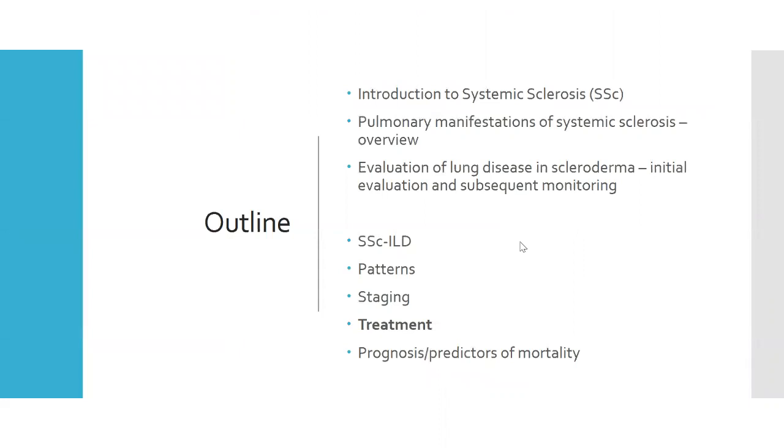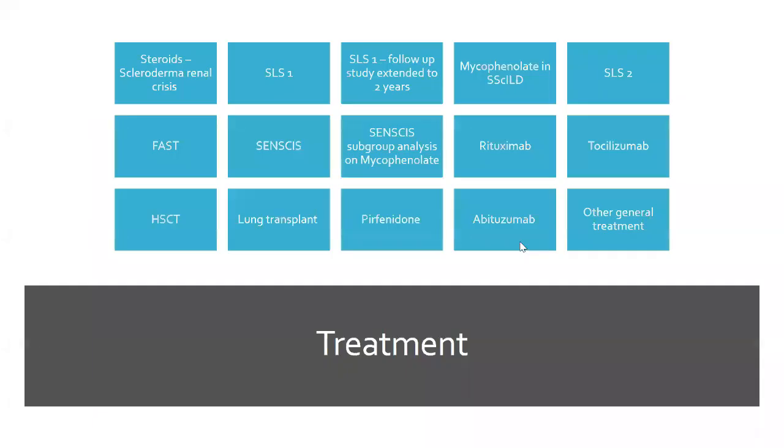Now that we've discussed scleroderma in general, and also scleroderma ILD, a general introduction and different patterns, we'll move to treatment. As I mentioned, there have been quite a few changes with treatment options for scleroderma, beginning with the landmark Scleroderma Lung Study 1, which looked at cyclophosphamide, and then we moved on to Scleroderma Lung Study 2, which focused more on mycophenolate. And then more recently, the SENSCIS trial, which looked at nintedanib in scleroderma ILD.